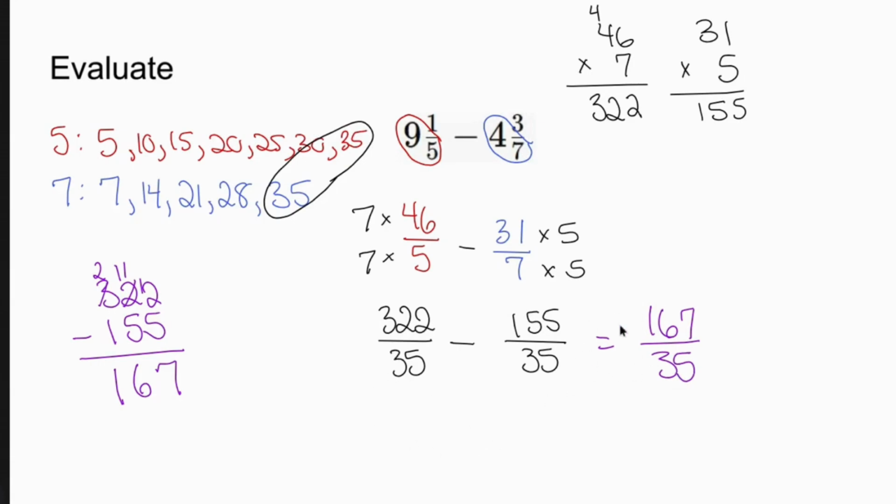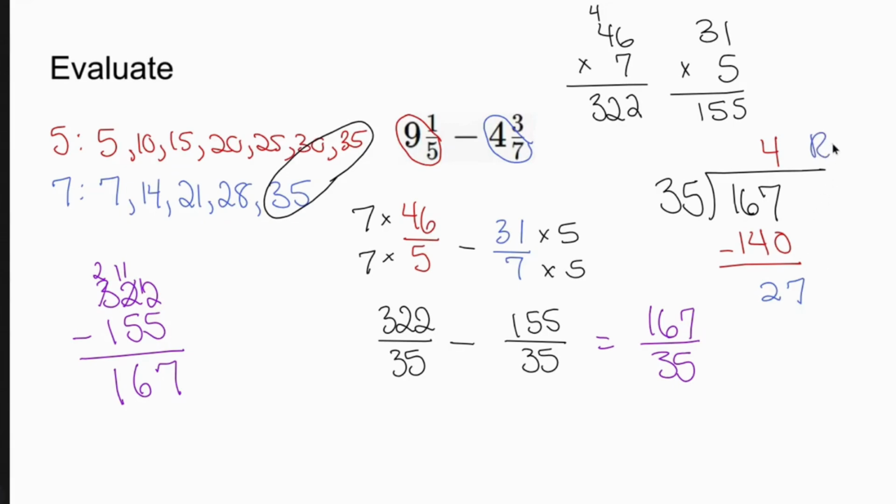Now I need to turn this into a mixed number, and I can do that using long division. So I'm going to see how many times 35 goes into 167. 35 is going to go into 167 4 whole times. 4 times 35 is 140. Now we subtract. 7 minus 0 is 7. 6 minus 4 is 2. And 1 minus 1 is nothing. With no more numbers to bring down, my remainder is 27.